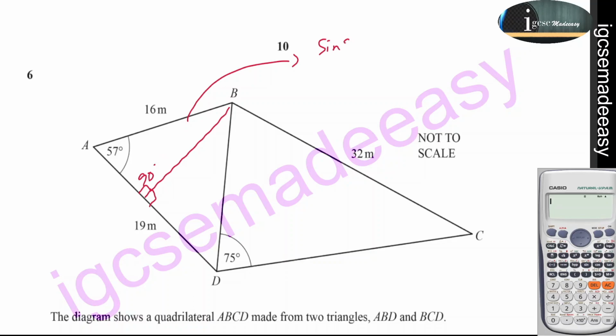So sine 90 by 16 will be equal to, opposite to that is 16. Sine 90 by 16 is sine 57 by, let's say this is x, BX. So that's what we have to find.